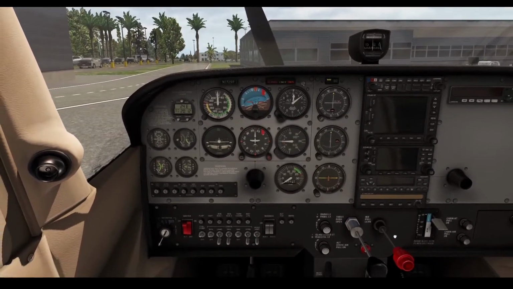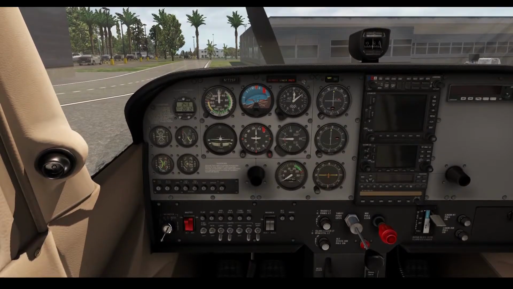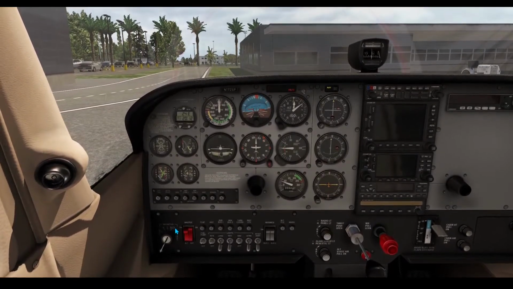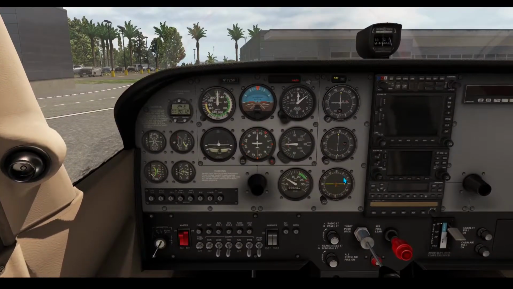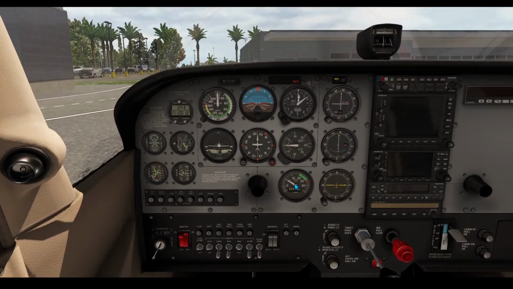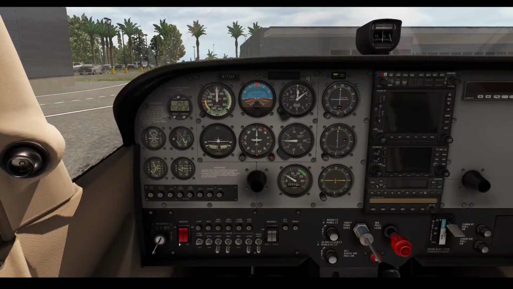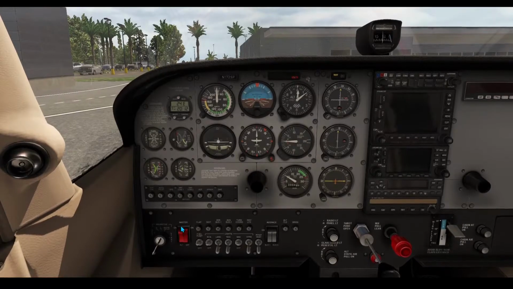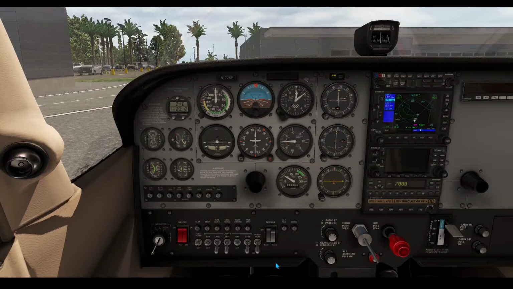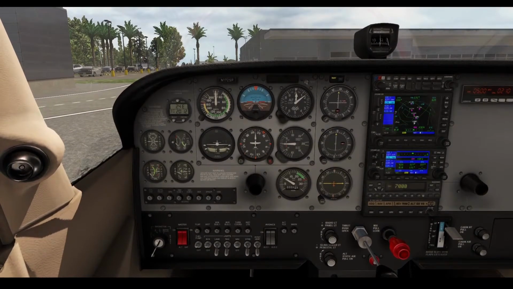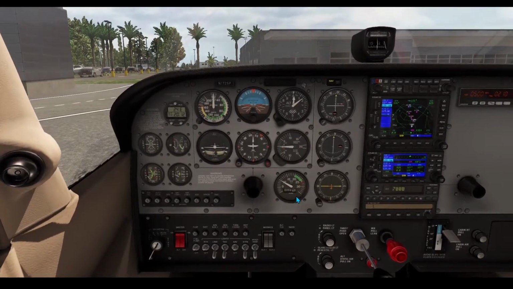My bad, mixture rich, throttle open 1 inch, again, oil pressure in the green, 1000 RPM. Alright, alternator on, you see the volt light disappears, avionics switches 1 and 2. Okie doke.